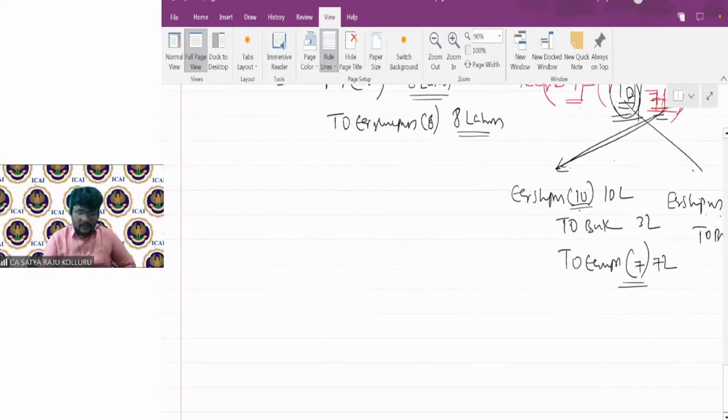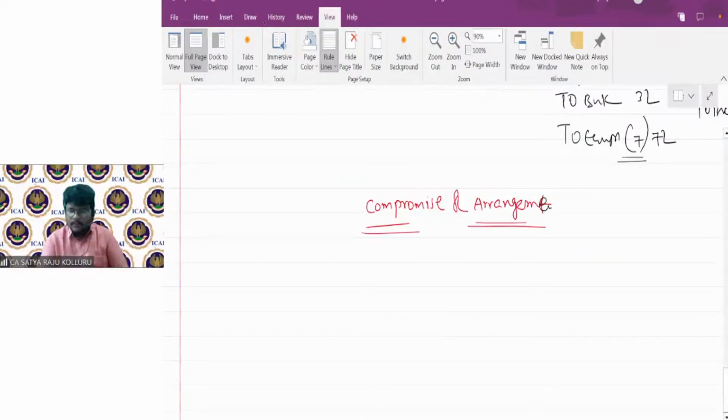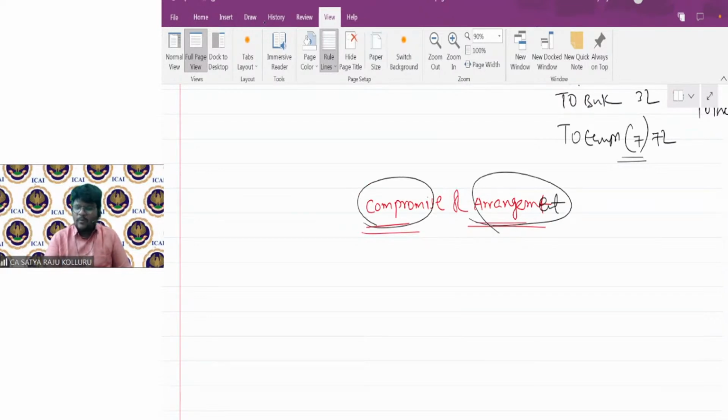This is another method: compromise or arrangement. Sir, what is the difference between compromise and arrangement? I'm not going into the technicalities. In CA Final, you might have learned under corporate laws how compromise is different from arrangement. There are various practical cases you may come across in corporate laws. I'm not dealing with all such situations, so in a very basic manner, I just want to put it here.